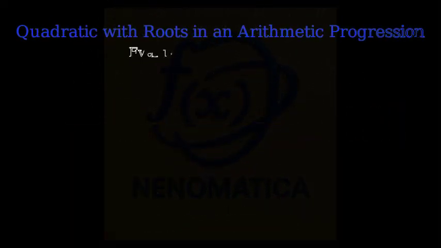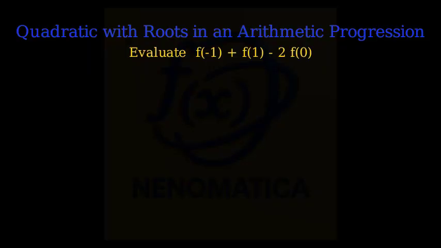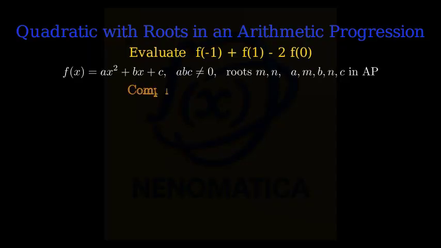In this example, we use algebra and Vieta's formulas to evaluate a neat expression. Consider the quadratic function f of x equals ax squared plus bx plus c, where a, b, and c are all non-zero. The roots are m and n. The 5 numbers a, m, b, n, c lie on one arithmetic sequence. We will find the value of f of negative 1 plus f of 1 minus 2f of 0.